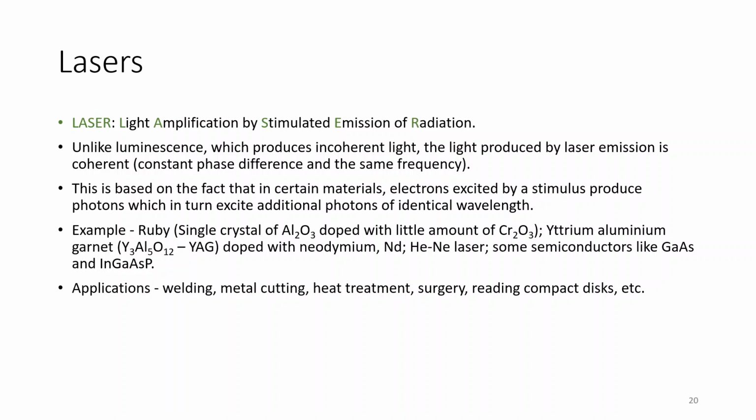Some of the examples include ruby, which is a single crystal of alumina doped with a little amount of chromia, yttrium aluminum garnet doped with neodymium, helium-neon laser, and some semiconductors like gallium arsenide and indium gallium arsenide phosphide. Applications include welding, metal cutting, heat treatment, surgery, reading compact discs, etc.